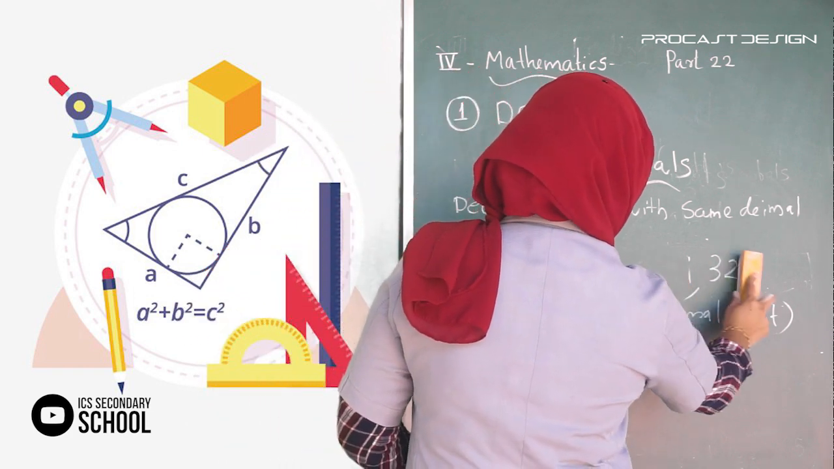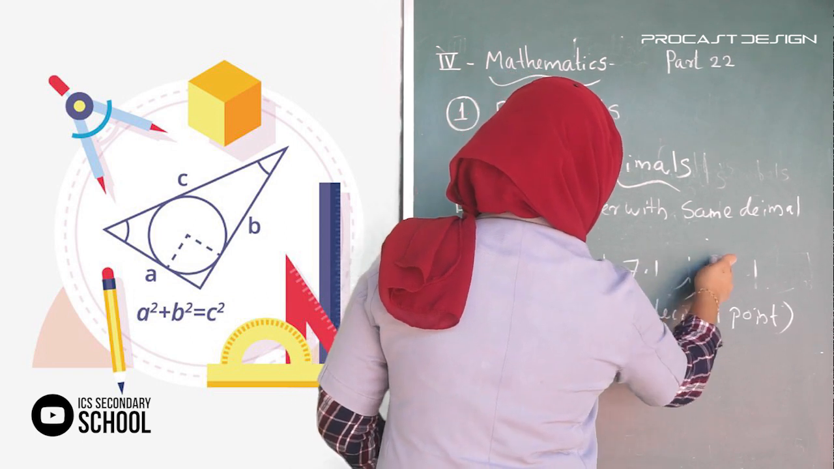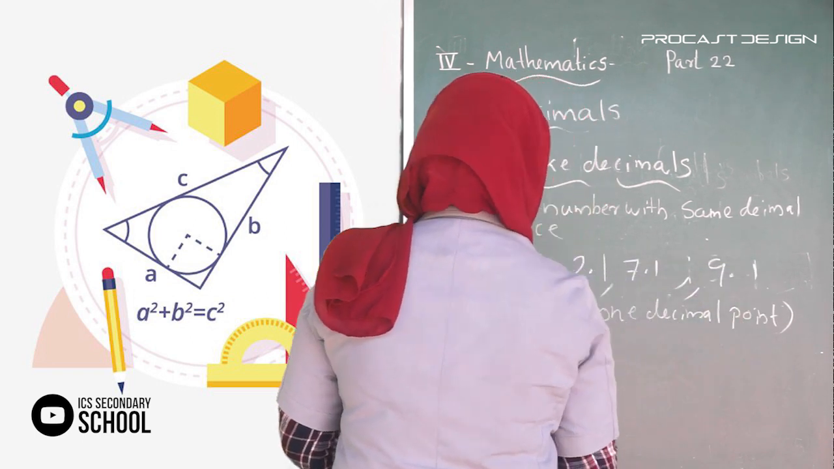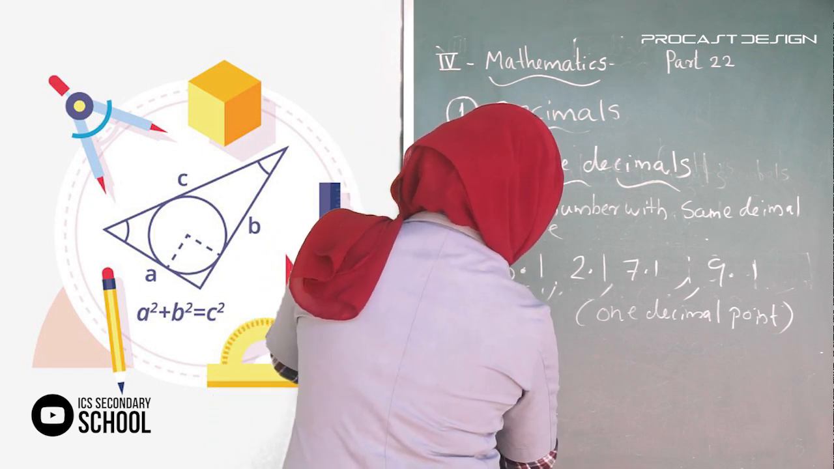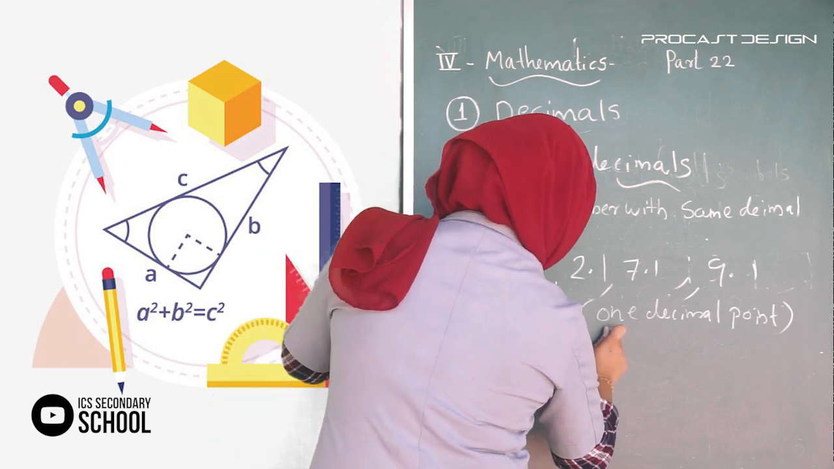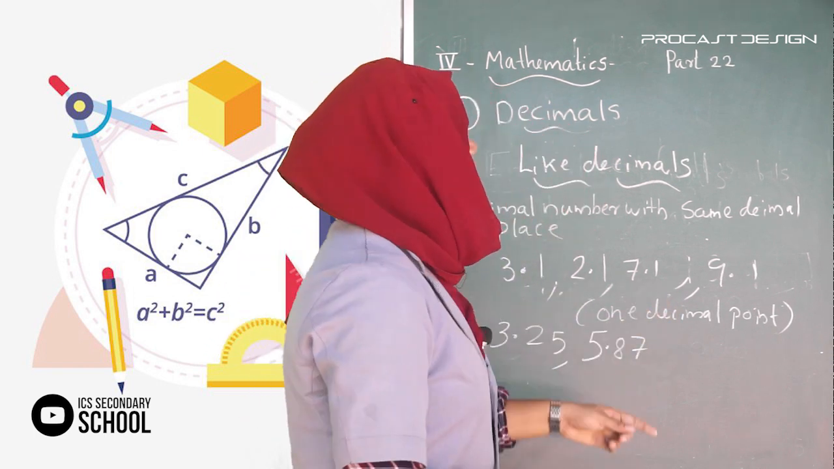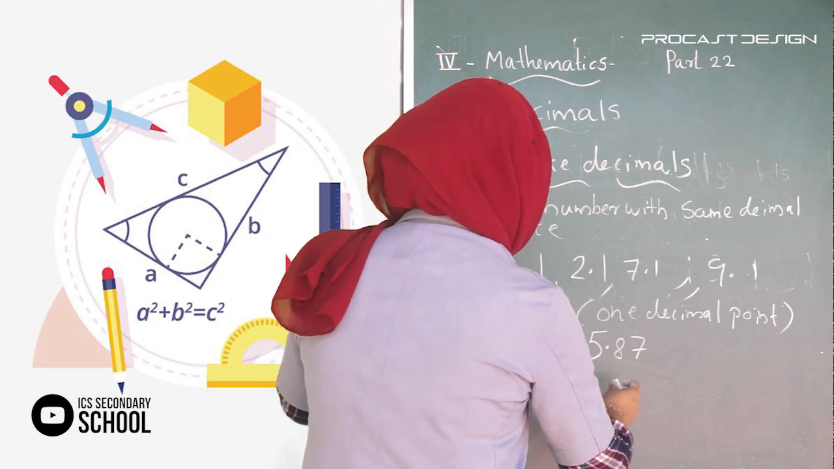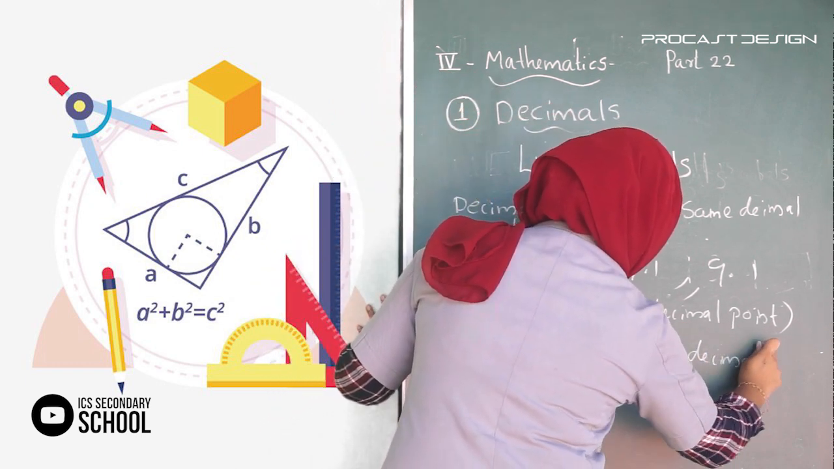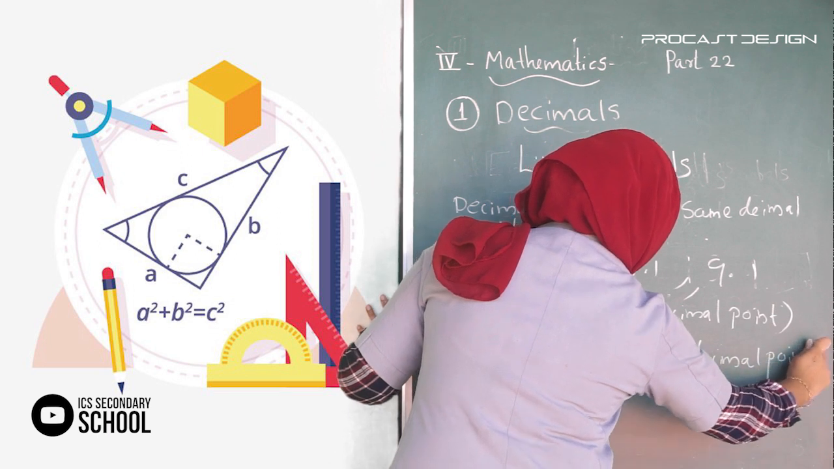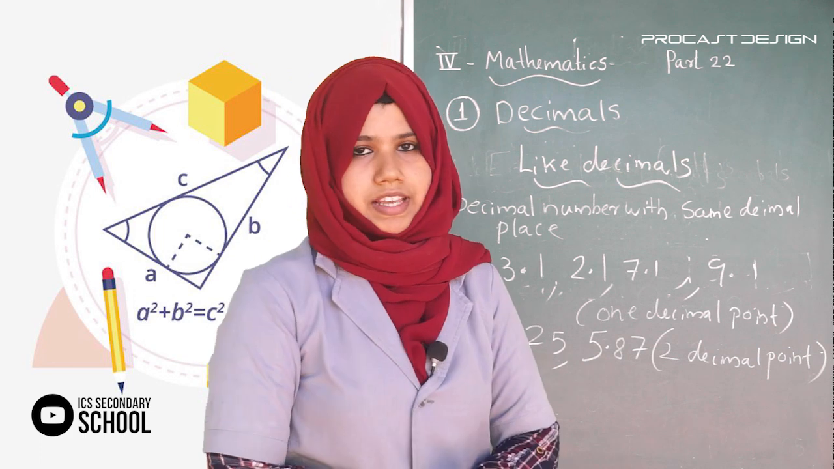Sorry, 7.1, 9.1. Okay. Next is 3.25, 5.87, like that. Here 2 decimal places are there. Here the decimal numbers have the same decimal places.